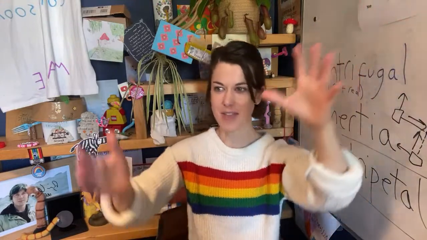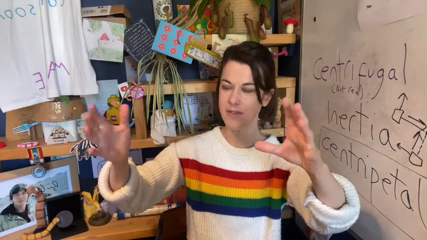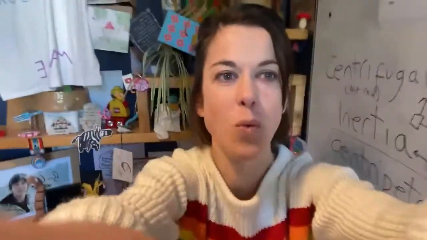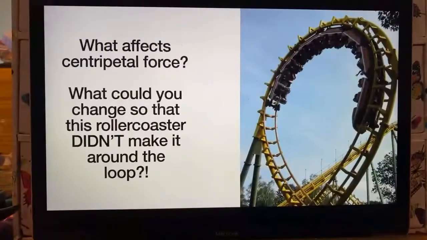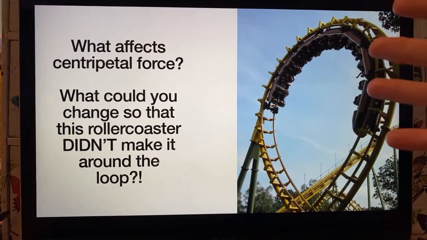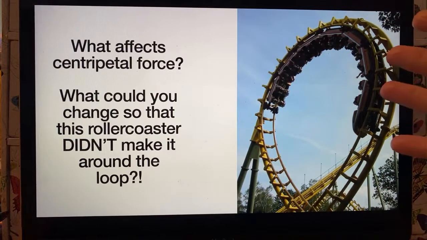You would be able to just look at a roller coaster car, you'd be able to look at the height of the hill, you'd be able to look at the loop and, if it wasn't going to work, you know it wasn't going to work. But why? What is it that affects centripetal force? Here is an actual loop-the-loop on a roller coaster. What could you change about this loop-the-loop so the roller coaster didn't make it around the loop?